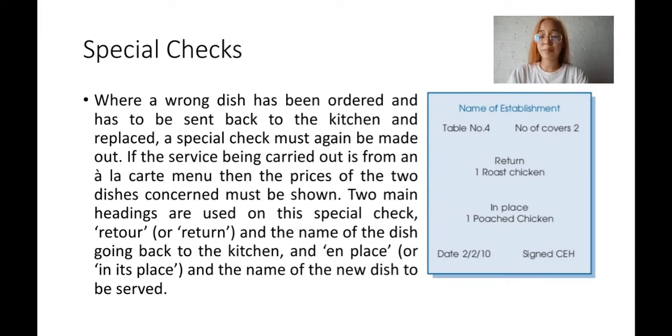So, in this example naman, itong special check na to is ginagamit kapag mali yung natanggap mong order. Kunyari, nag-order ka ng grilled chicken, pero yung natanggap mo is fried chicken. So, pwede mo siyang ipabalik. So, yung nakalagay sa check niya is kapag return, nakalagay yung kung ano yung ibabalik mo, which is yung fried chicken. Then, in place naman, is kung ano yung order mo dapat, which is yung grilled chicken. So, ganun lang yung special check na to.